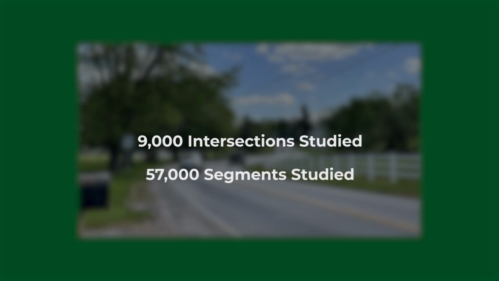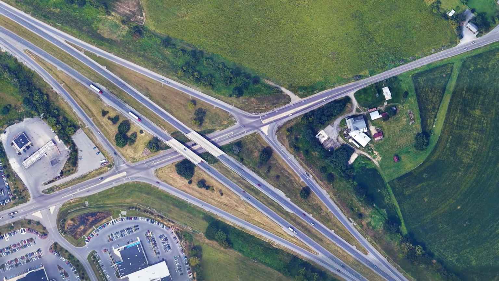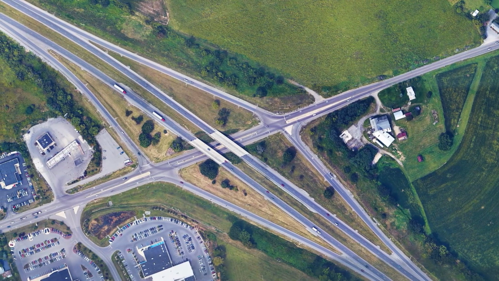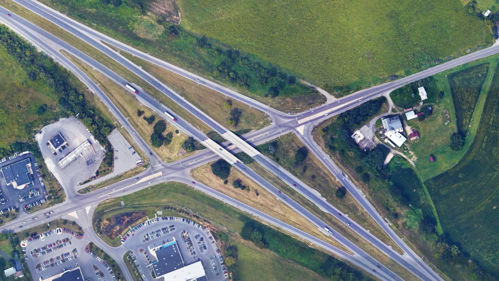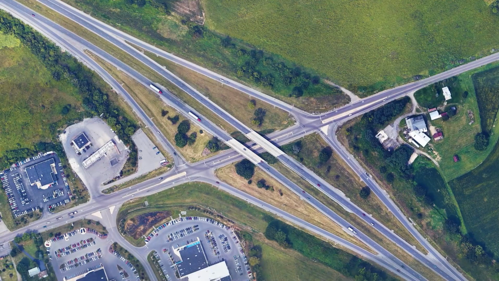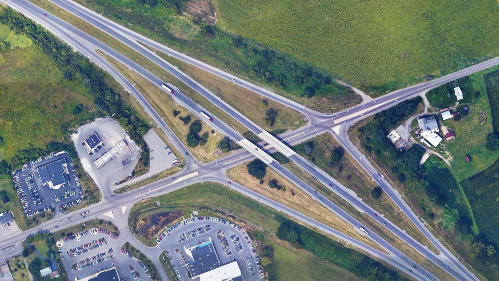In total, we studied 9,000 intersections and 57,000 segments statewide. For freeways and ramps, we developed an inventory of every speed change lane, ramp, and ramp terminal intersection across the state using Google Earth and ArcGIS. The ramps, ramp terminal intersections, and speed change lanes were then grouped into interchanges.